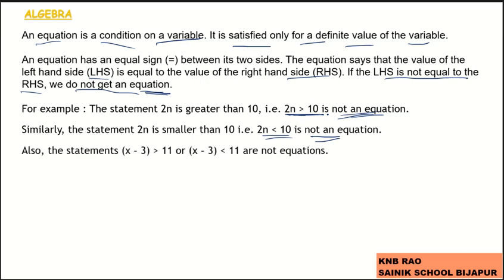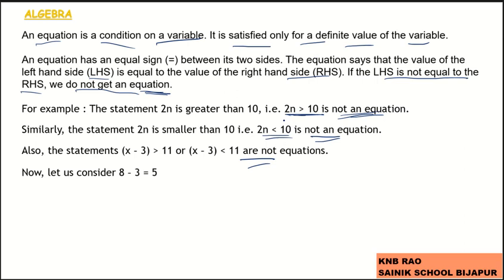Also, the statement x minus 3 greater than 11 is not an equation, and x minus 3 less than 11 is not an equation. Only x minus 3 equals 11 is an equation. So it is compulsory for a condition to be defined on a variable and with the relation as equal, to call it an equation.